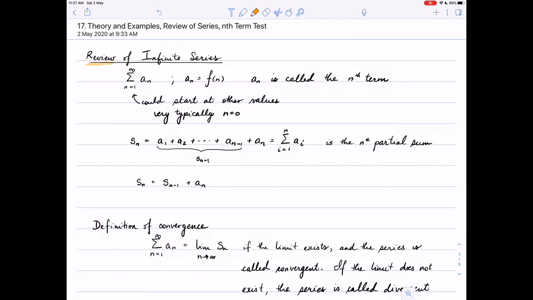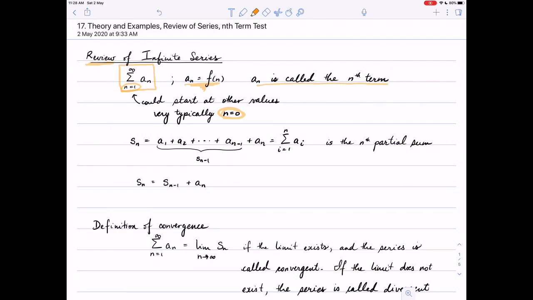So the first thing that we saw is the format. We saw some sigma rules that we're not going to review here, but we had this as an infinite series where a sub n is another way of writing a function rule, f of n, and a sub n is called the nth term of the series. And we had this starting at 1, but it could start at other values, very typically n equals 0. N equals 1 and n equals 0 are the most common starting points for series, but they really can start at any integer value.